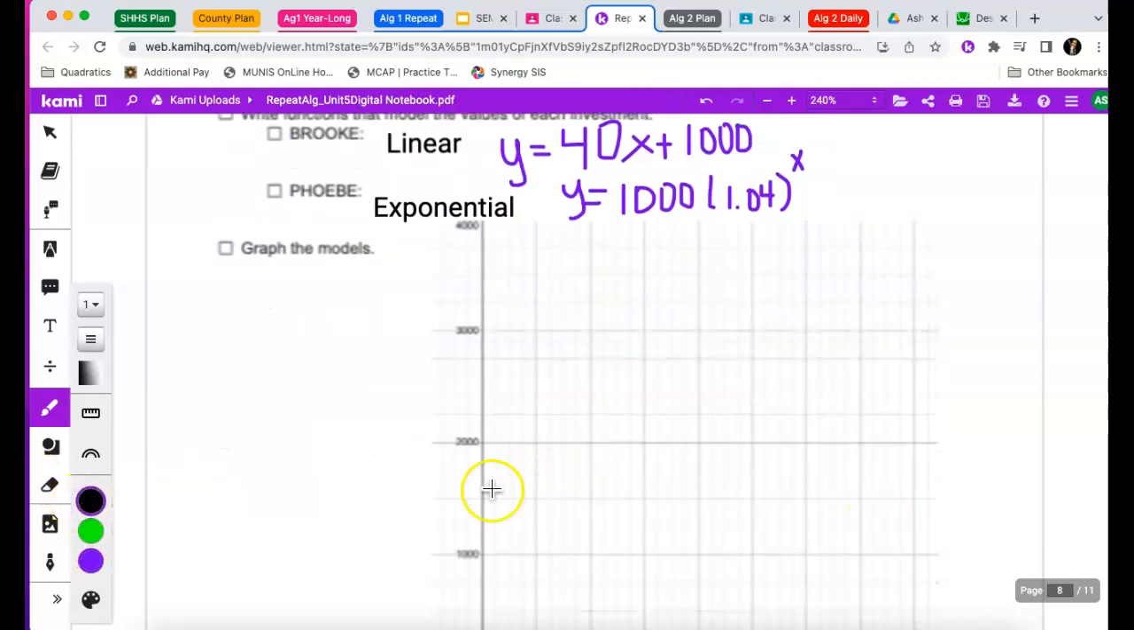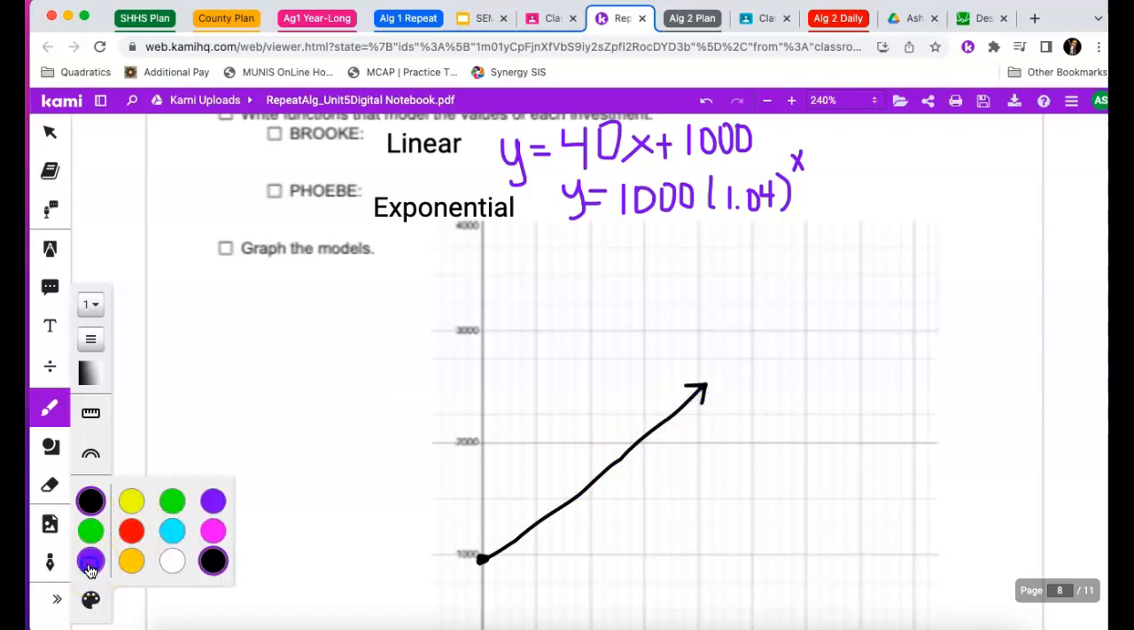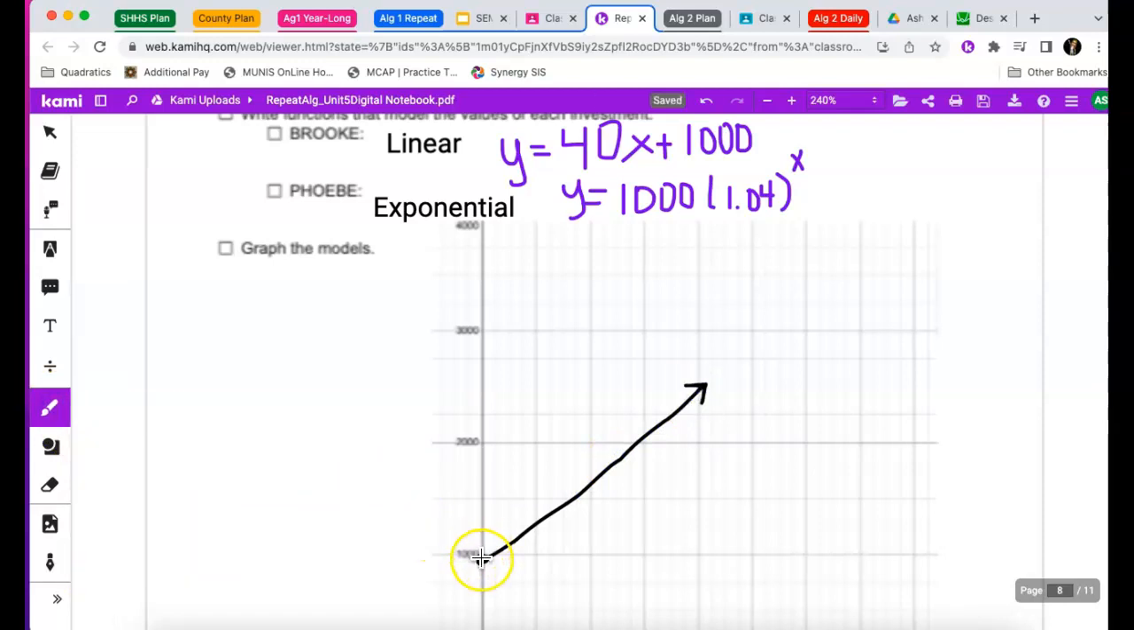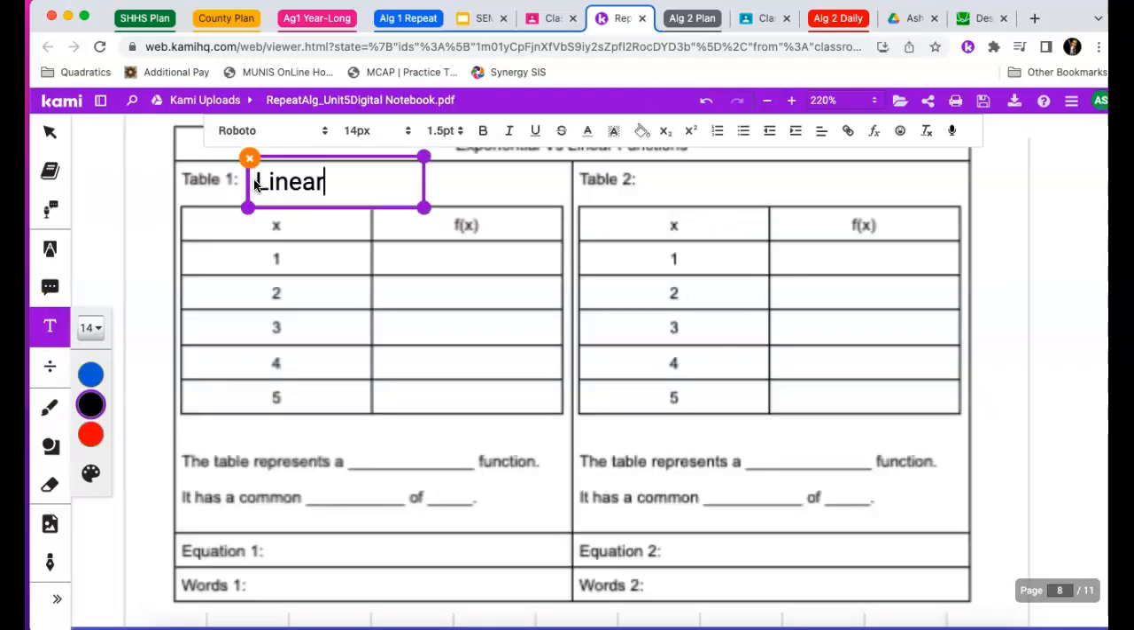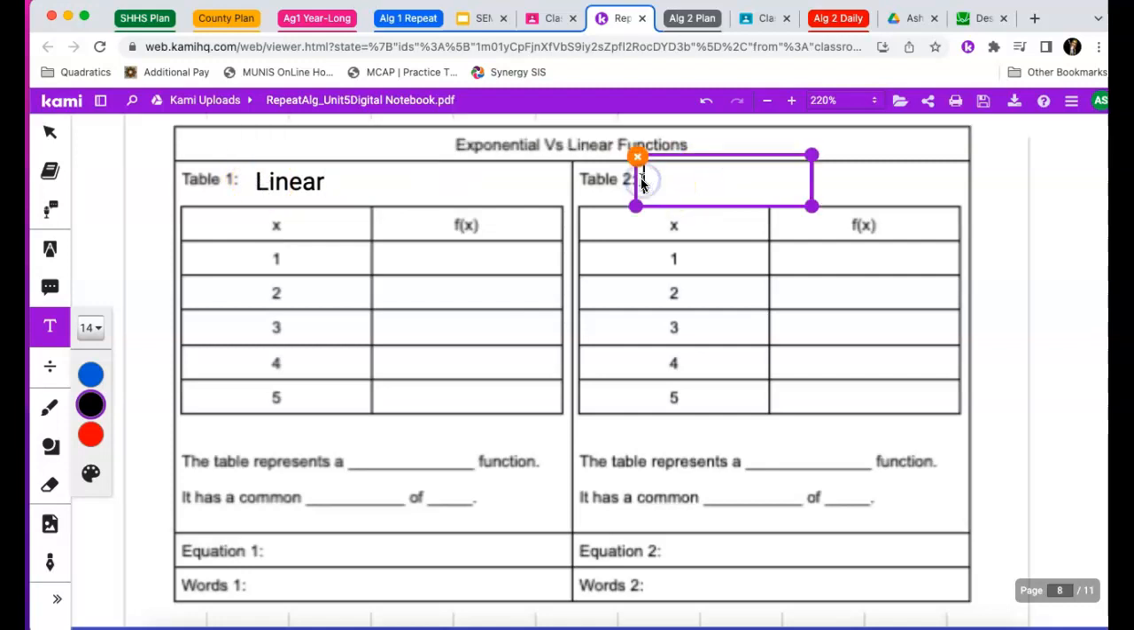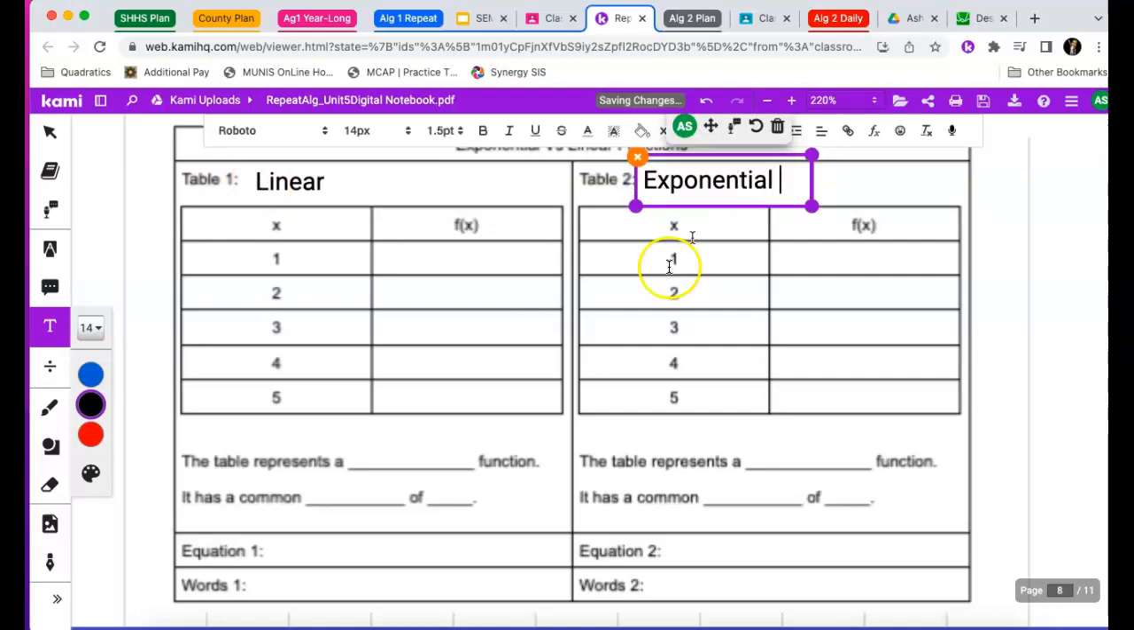And we can go ahead and just graph. So my linear one started here at 1,000 and was a straight line. And then our exponential graph started in the same place, but then started to curve. So you need to know the difference between an exponential, which is curved, and a linear, which is a straight line. So we'll make table 1 our linear table. We'll make table 2 our exponential table.